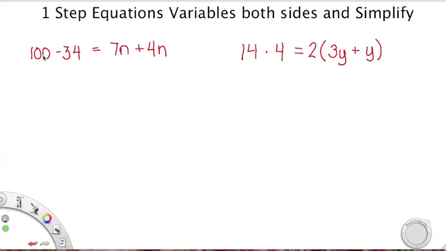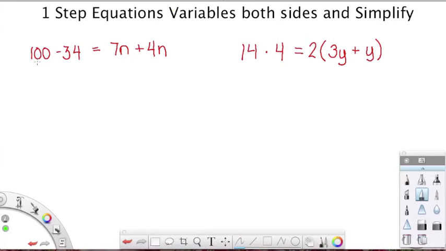Over here in this equation, 100 minus 34 is equal to 7n plus 4n. You probably see two pairs of like terms. First of all, we have two whole numbers here, 100 and 34, and 100 minus 34 is 66. And when we look on the other side of the equation, we have this expression here, 7n plus 4n. And when we add 7n and 4n, how many n's do we have all together? We have 11n. Okay? These are like terms. They have the same last name. That last name is n.